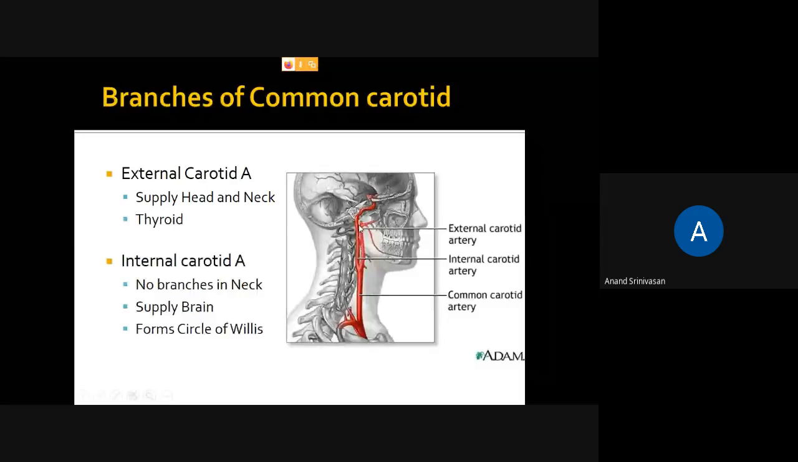Internal carotid artery. Internal means inside. It has no branches in the neck. It goes inside the skull and supplies the brain. The internal carotid artery supplies the brain through the circle of Willis.